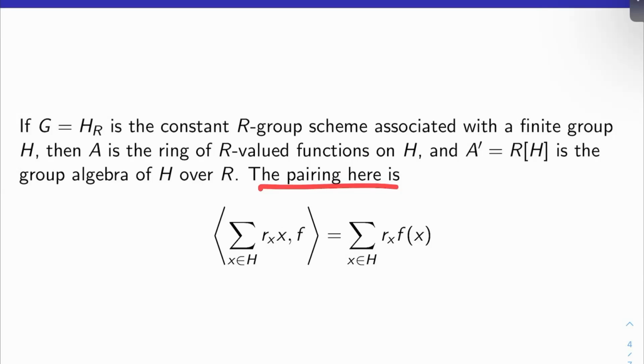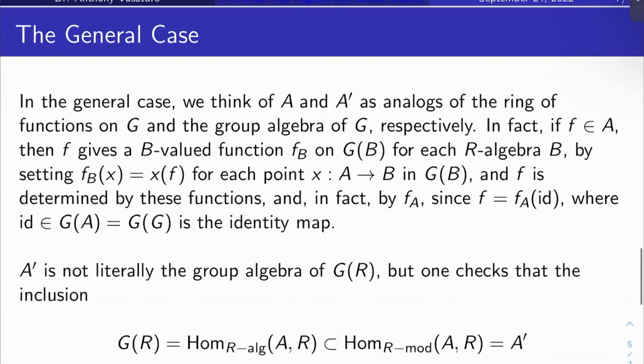And the pairing here is what? It's the bracket of the sum over x in H of r sub x times x, comma, f. And what should that be? Well, it's the only thing it really could be. It's the sum over x in H of r sub x times f of x. Okay. How about the general case?